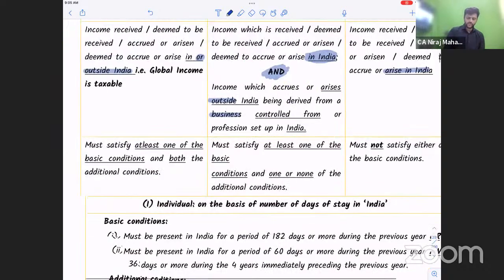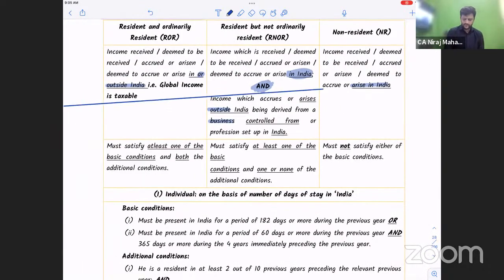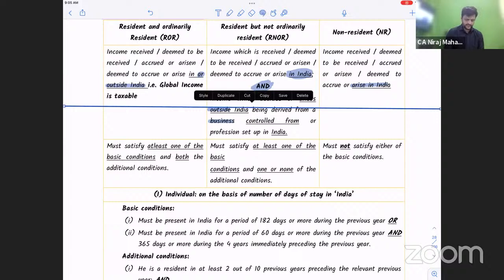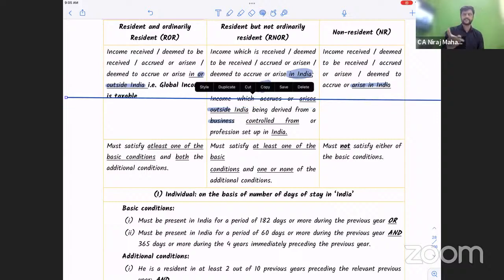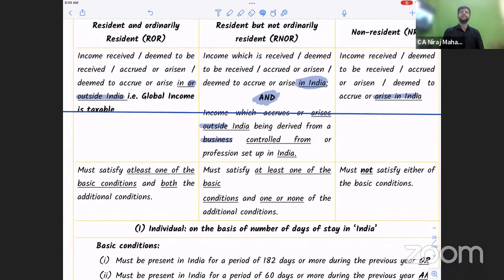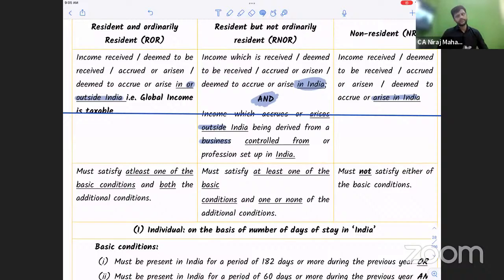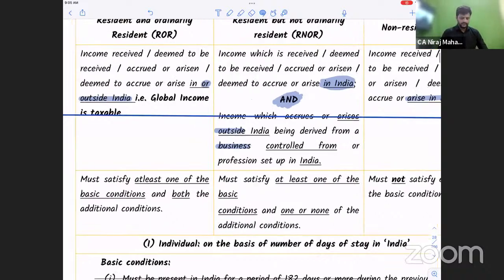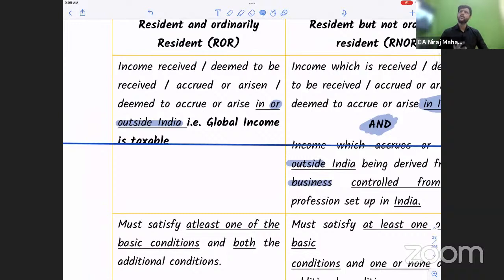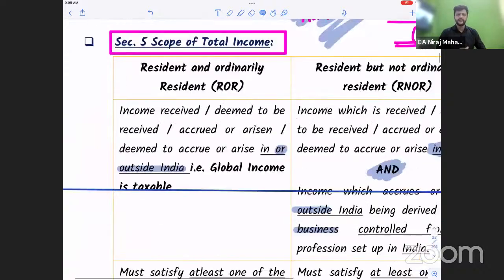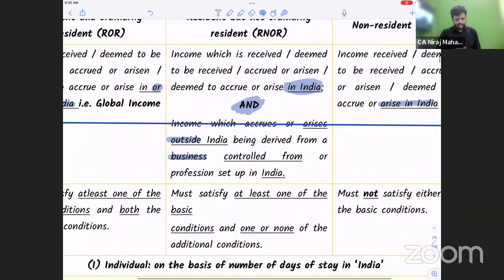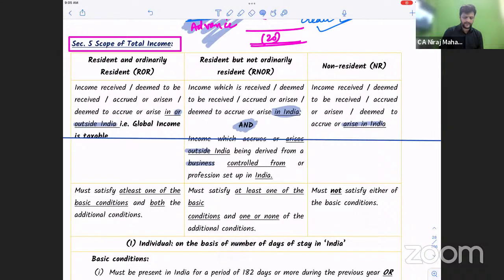So check what is common, Bacho, over here in all three. The income should be earned in India. Clear for all three of them. That is the basic common thing. So basically, as soon as it is earned in India, it will be taxed in India. For all three of them. Clear? But for ROR, income earned outside India will also be taxed in India. Yes or no? Yes. Income earned outside India will also be taxed in India for ROR. Clear? Yes, sir. Now, look at the main difference between ROR and NR.